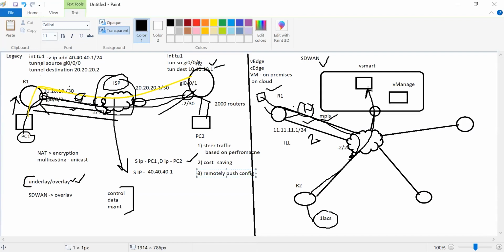Can't we push the configuration remotely in legacy networking? We can. Yeah, we can.